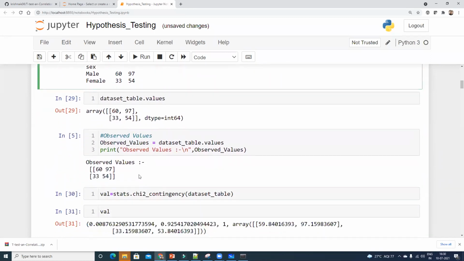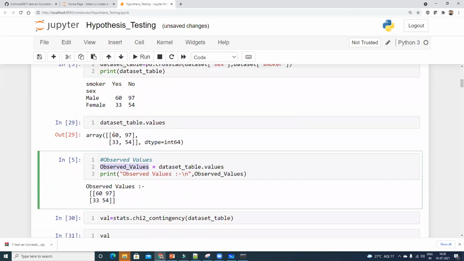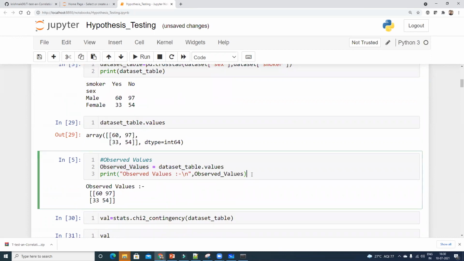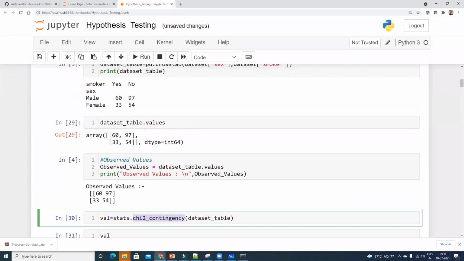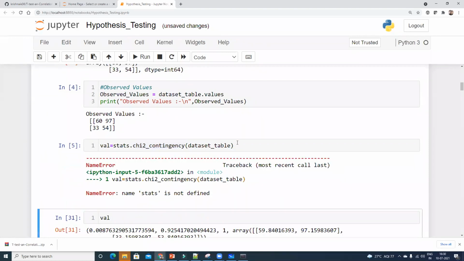Now see this. First we have to calculate the observed values. What are our observed values? Can I say all these values are my observed values? Yes, these are my observed values. Perfect. Now I just have to use chi-square dot contingency, and I just need to give my data set table, which is my observed values. So automatically it will give us this.